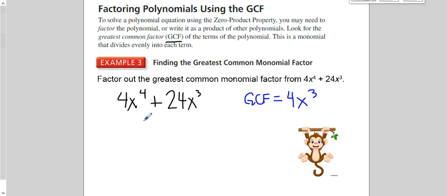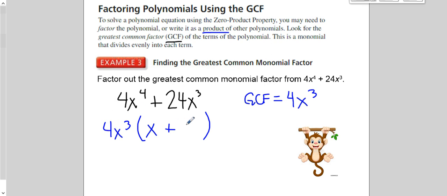Now, we want to write it as a product. So we want to write it as 4x cubed times something. And for it to be equal to this original expression, it's going to have to be something plus something. So what we're really doing here, now that we know the GCF, is dividing. 4 divided by 4 is 1. X to the 4th divided by x cubed is x. Now divide 24x cubed by 4x cubed.